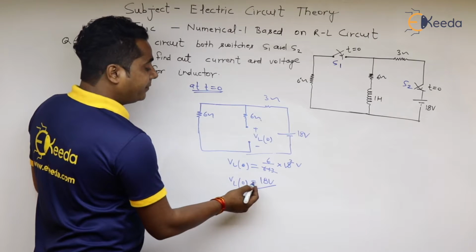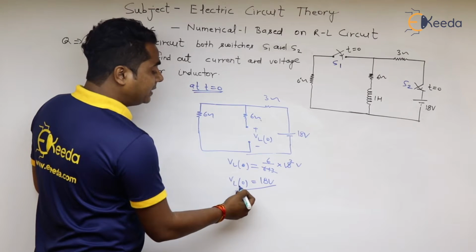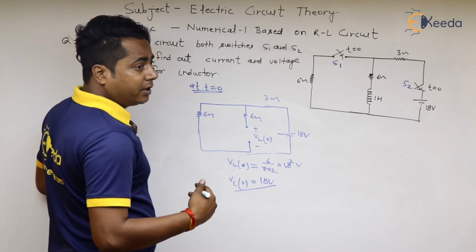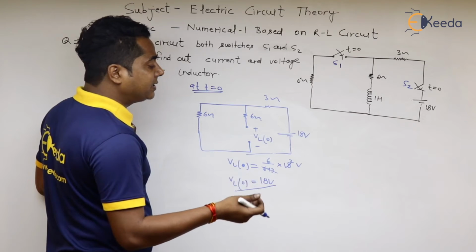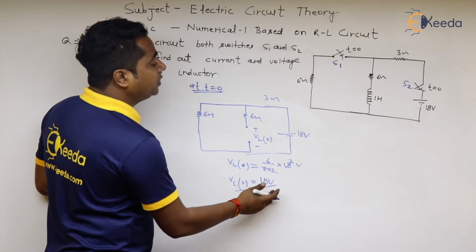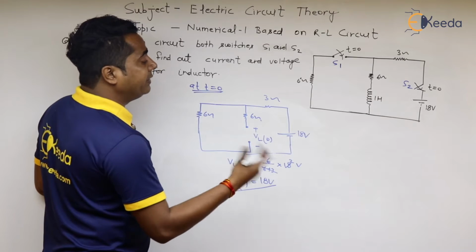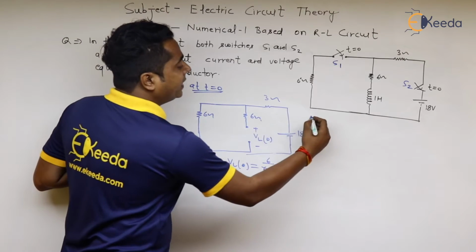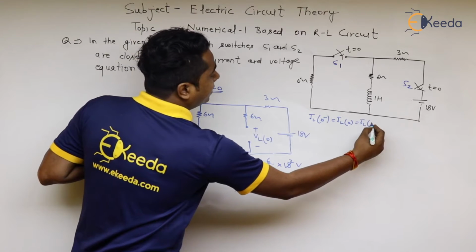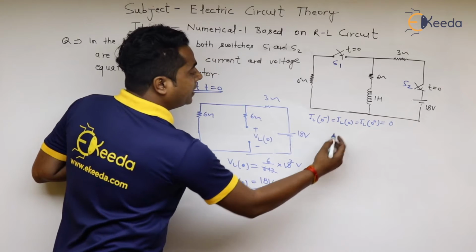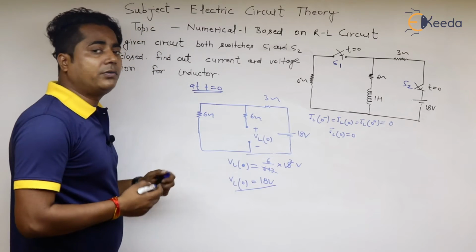Why? Because we have calculated this value to cross check whether from t equal to 0 to t equal to infinity the inductor is charging or not. Here it is not equal to 0. It means the inductor will start charging from t equal to 0 to t equal to infinity. At t is equal to 0, we calculated IL0 minus is equal to IL0 plus is equal to 0. So IL0 is equal to 0, and now we will calculate the value of IL infinity.